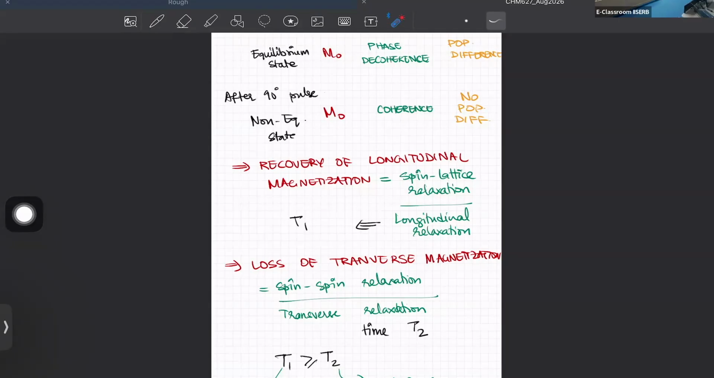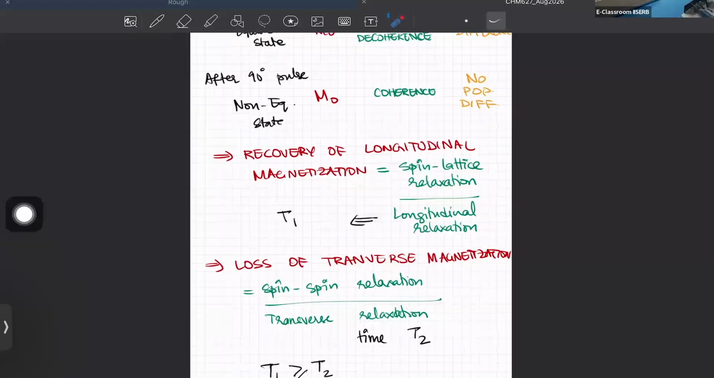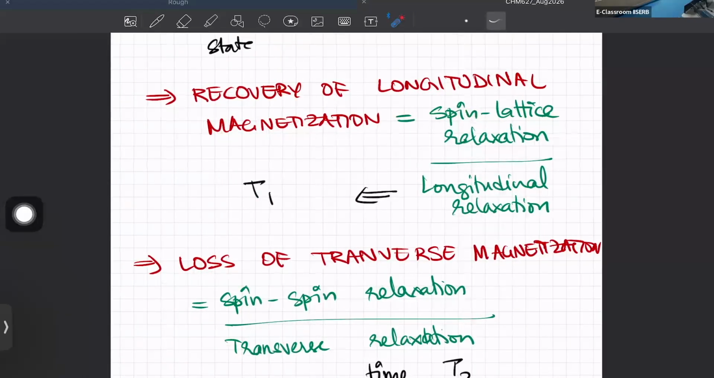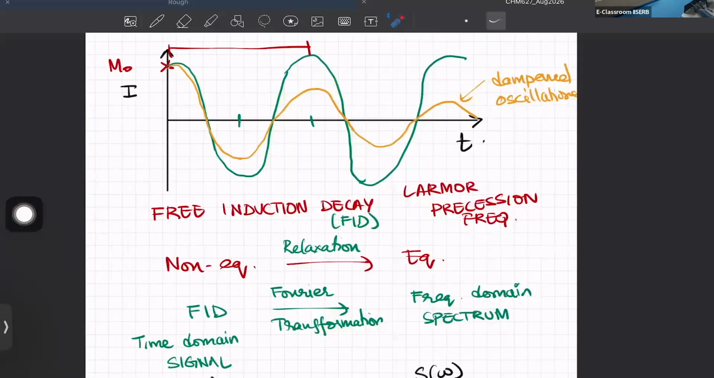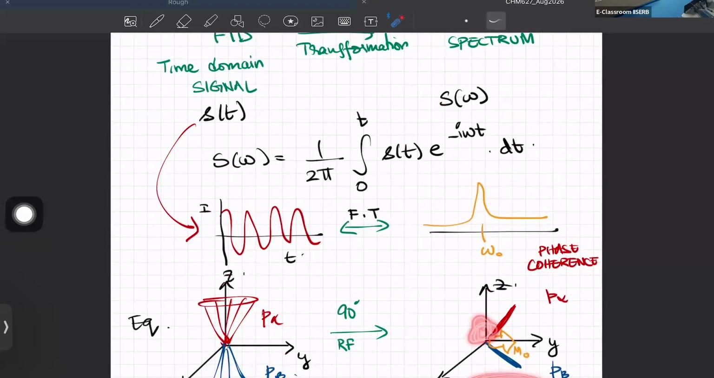Yes, Deeptanu. So why is the recovery of longitudinal magnetization called the spin lattice relaxation? Spin lattice relaxation is the recovery of longitudinal magnetization back to equilibrium, where the population comes back from a non-equilibrium state. The populations became equal, therefore there's no Z magnetization. Therefore, the recovery of P alpha greater than P beta from P alpha equal to P beta is the spin lattice relaxation, which is longitudinal relaxation.